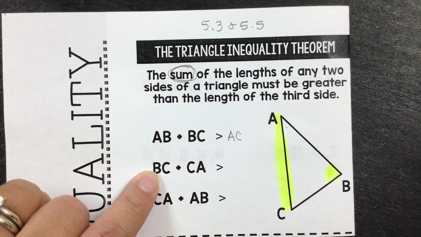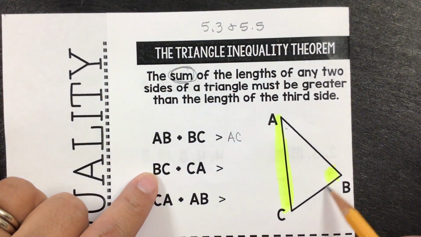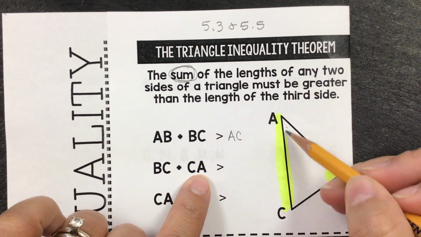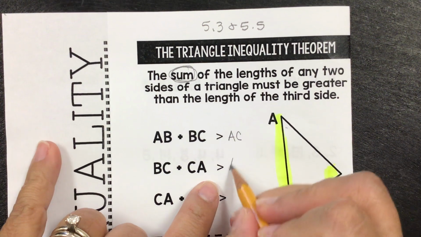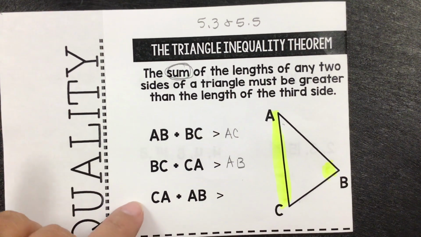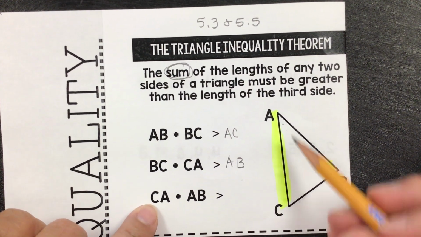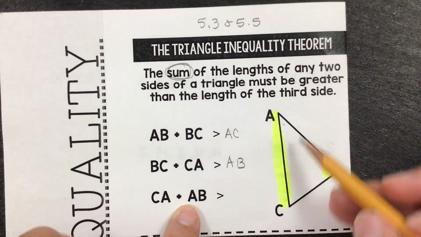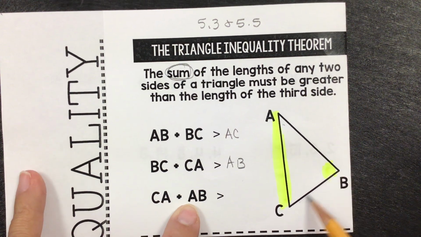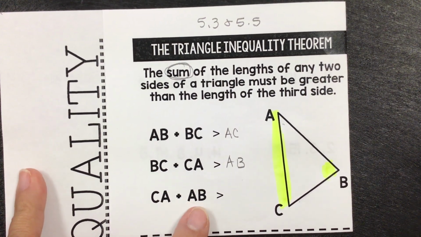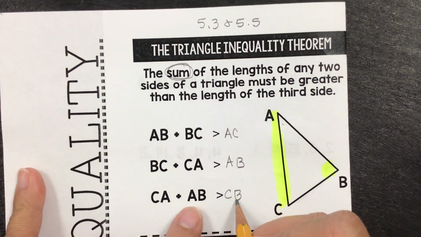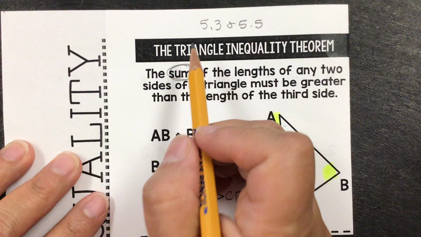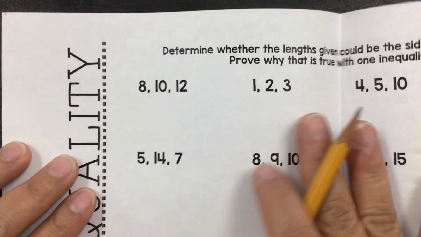All right, and then I have that BC plus AC is bigger than the third side AB. And then the last one, AC plus AB is bigger than the third that's left over, CB. Okay, so this is for the lengths. Section 5.3 is for the angles.